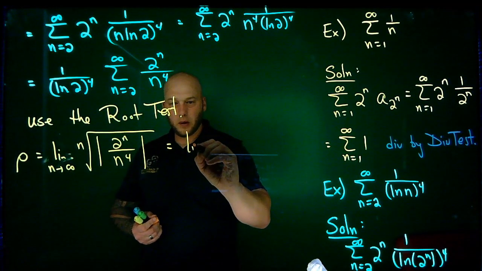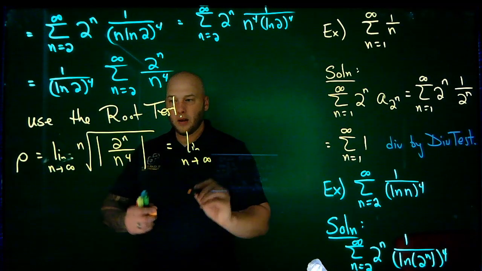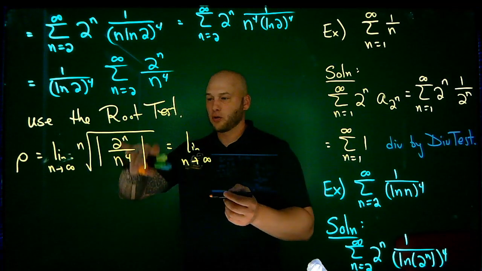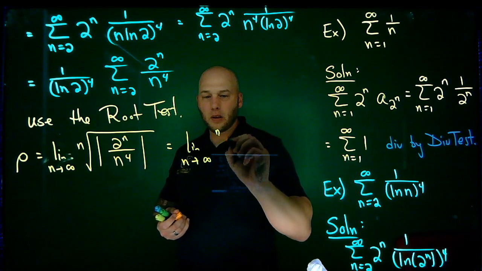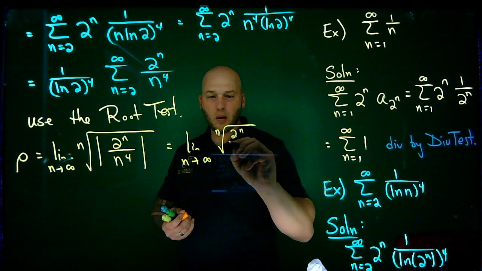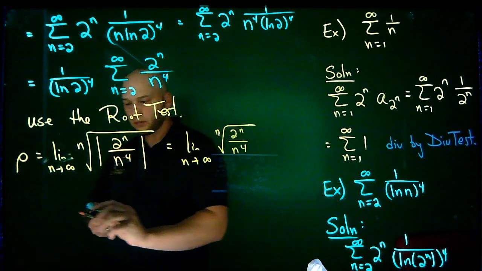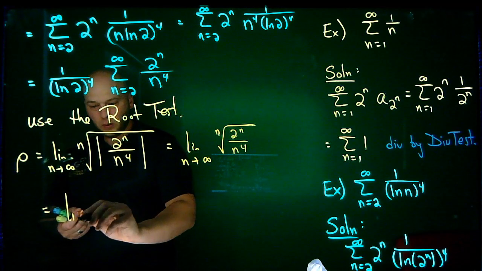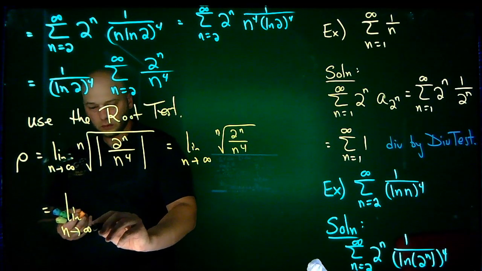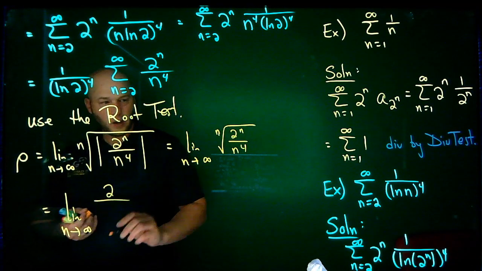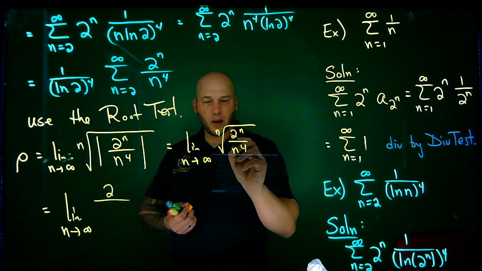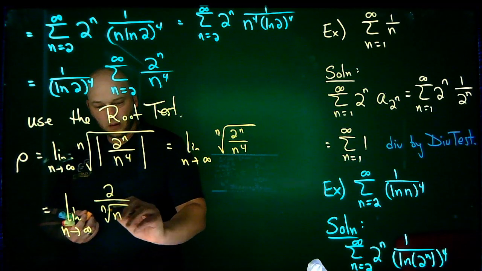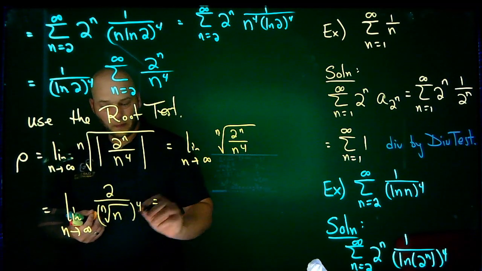And this would be the limit as n goes to infinity. 2^n over n to the 4th for every integer is always positive. Therefore, I can drop the absolute value bars. That gives me the nth root of 2^n over n to the 4th. And the nth root of the nth power is 2. And then on the bottom, that would be the nth root of n to the 4th, which I'm going to write as the nth root of n, to the 4th.